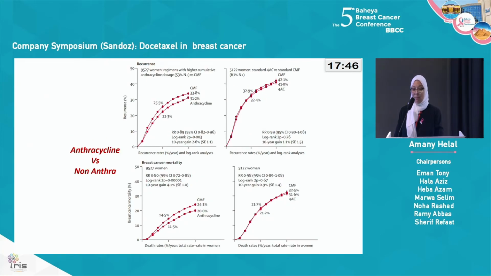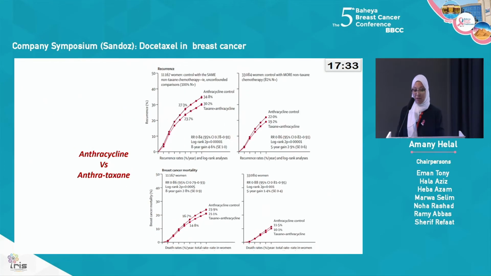And the next step was to give anthracycline or non-anthracycline, and again anthracycline added to the survival benefit, about 4% in overall survival and 2.6% in disease-free survival. Going further, with the addition of taxane to anthracycline-based chemotherapy, the taxane showed an improvement in recurrence-free survival by 4.6% and in overall survival by 2.8%.